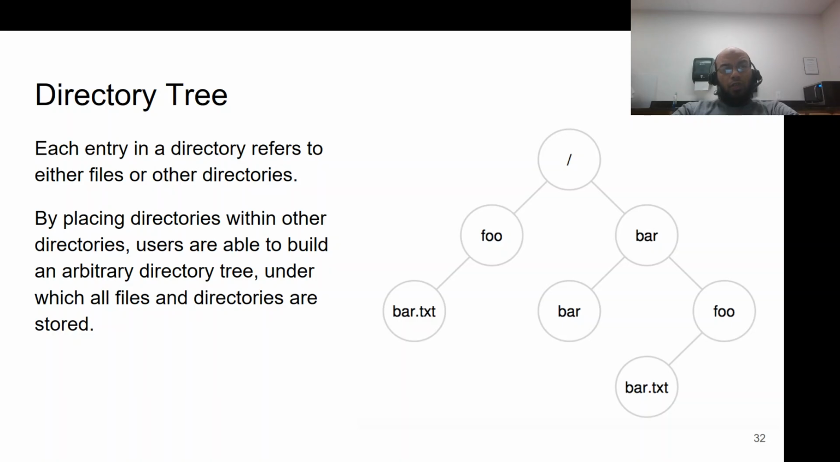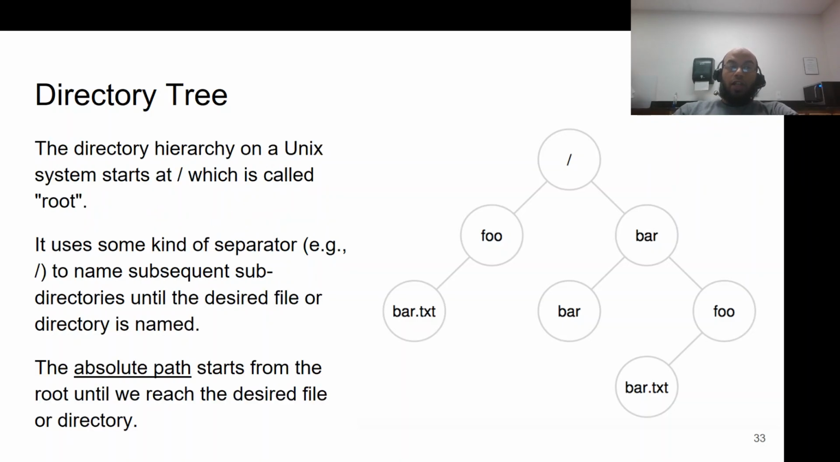So you have the directory tree where each entry in the directory refers to either files or directories. By placing directories within each other, you are able to build your own directory tree, your own mental view of how your computer should be organized or disorganized, depending on what kind of person you are, right? So you'll build a directory tree, and in Linux the directory tree starts with slash, which is the root directory. Okay, it's the mother of all folders.